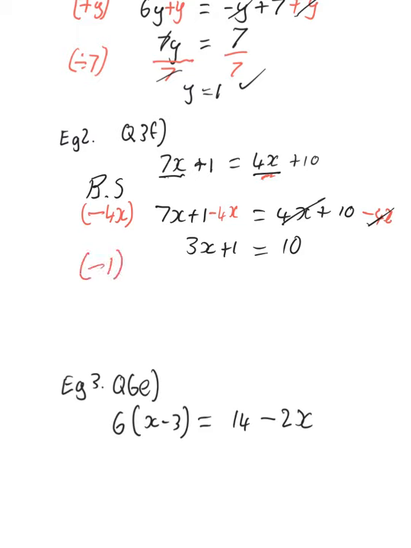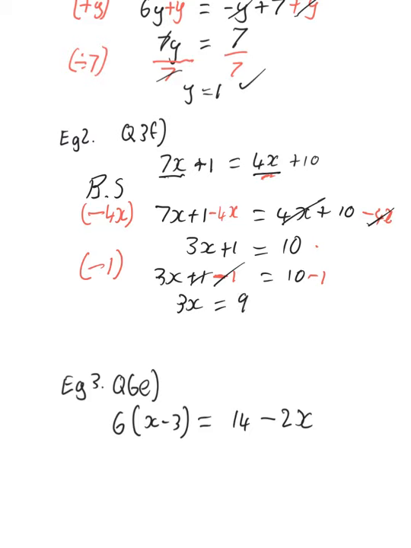At this stage, it's exactly like a two-step equation from earlier examples. So we have 3x plus 1 equals 10. We now put in the minus 1 to both sides, and they eliminate each other. We have 3x equals 9.